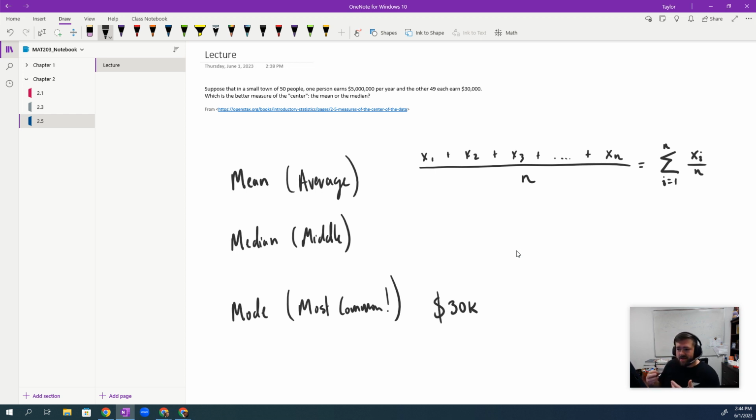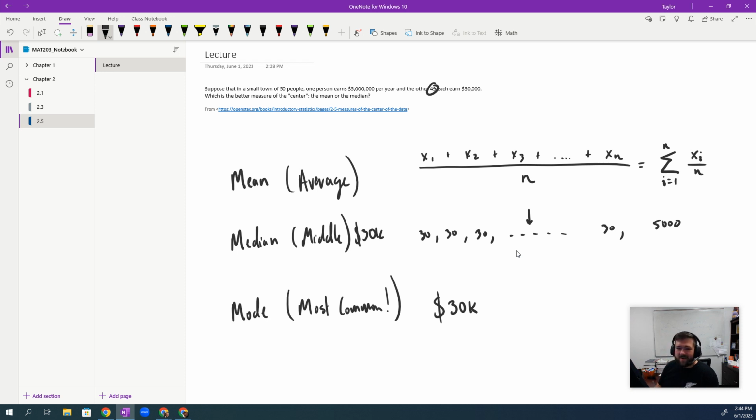What's the median? Okay, well, to find the median, we'd have to list it in order from smallest to largest and find the middle. So I've got 30,000, 30. I'm just going to write these in thousands, so assume these are in thousands. So 30, 30. I don't want to write that 49 times. So we have a whole bunch of 30s. And then we have our 5 million, sorry, 5,000,000. And huge, right? Where's the middle? Well, it's the 25th value, but it's a 30, right? So the median is also 30,000.